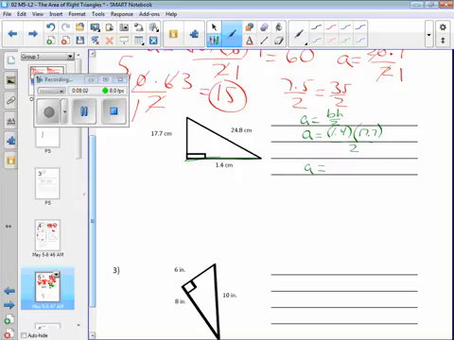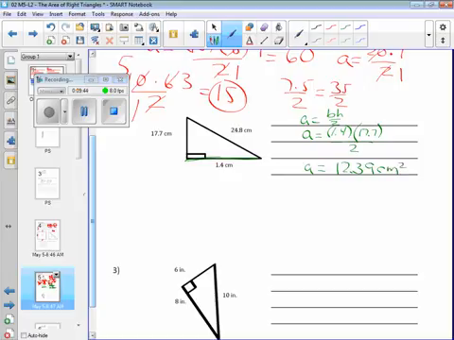1.4 times 17.7. Now I don't have to hit equals. I'm going to go right into my division. Divide by 2. 12.39. Okay? What's our units? Centimeters squared is correct.